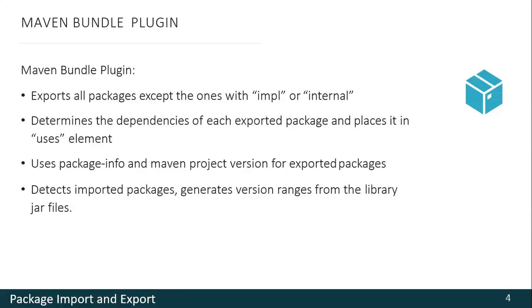The plugin determines the imported packages by analyzing the class imports and manifest files of the libraries. The version ranges are created from the version number truncated to the minor version inclusive to the next major version number exclusive.